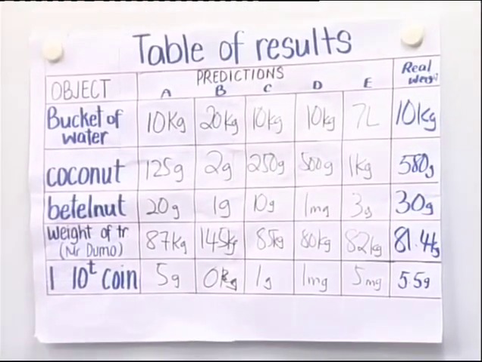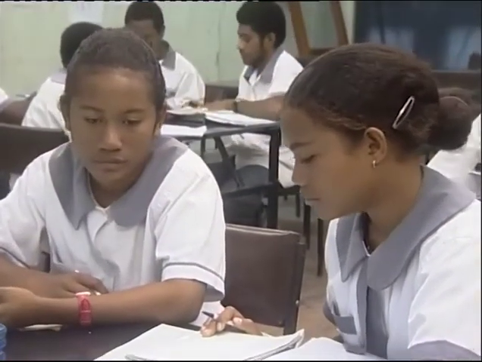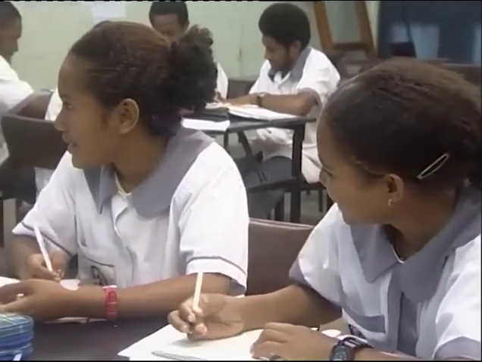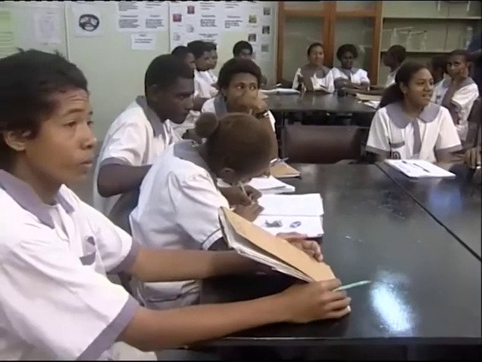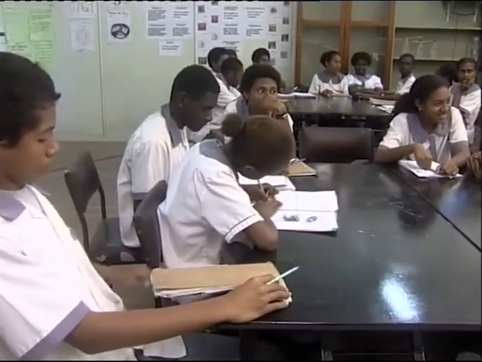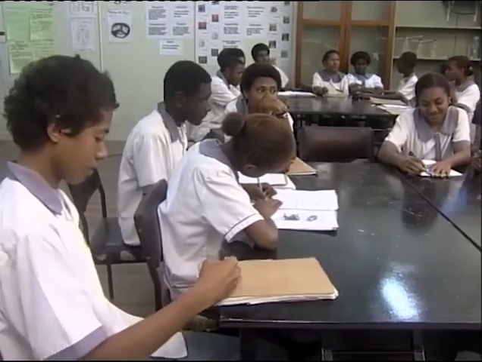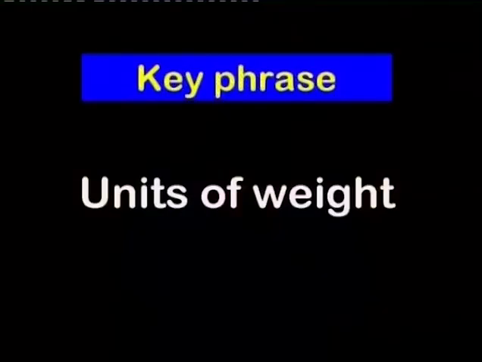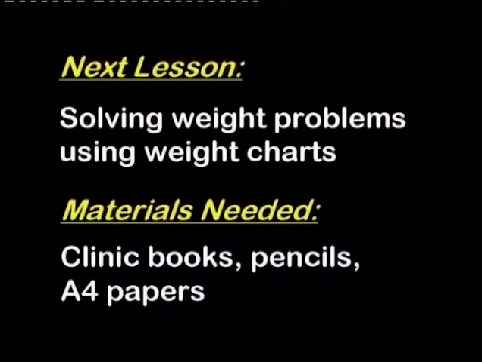Okay, students, that brings us to the end of our lesson. So what you did today was, you made predictions of weights of different objects. Okay, that brings us to the end of our lesson. Teachers, our keyword for today is units of weight. In our next lesson, we're going to look at weight charts, okay? And teachers, I advise you to just get copies of clinic books, okay? Thank you, students, for participating in today's lesson.